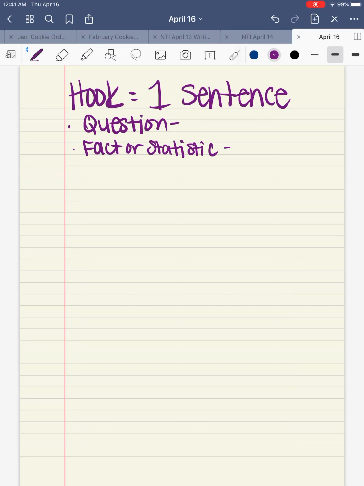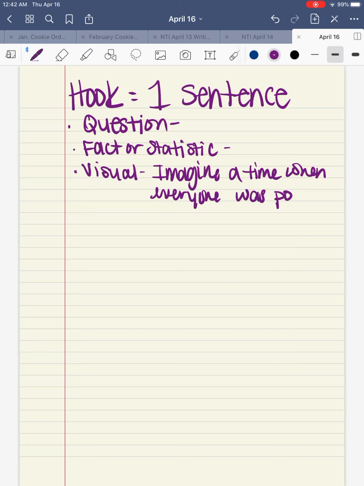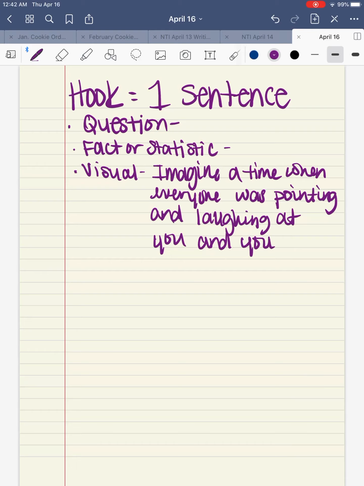Okay. It can be a visual, meaning you are going to try to create a picture in someone's head, such as: imagine a time when everyone was pointing and laughing at you, and you wanted to melt away. Okay, so that's a visual. That's going to give a person the words to picture this in their mind whenever they're reading it. Someone pointing and laughing, and then you wanted to melt away. So that's a visual example.